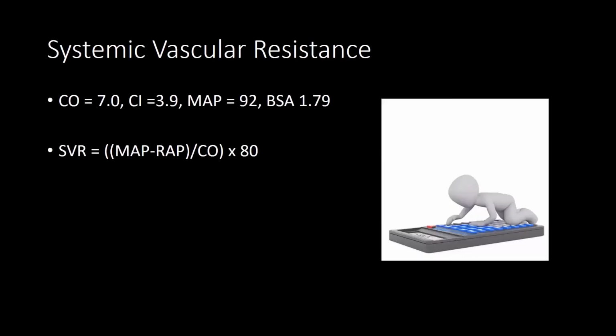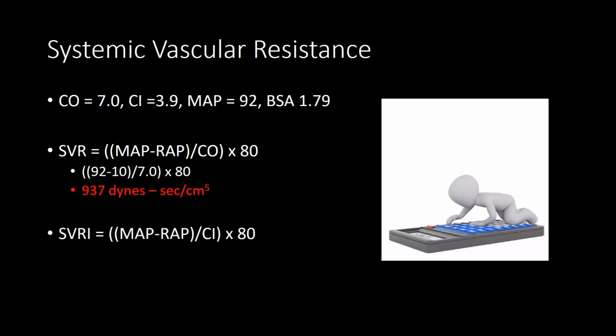So for the calculation of our systemic vascular resistance, we're going to take our mean arterial pressure minus our CVP, which we're estimating to be 10, divided by our cardiac output, multiplied by 80. So in this case, we have 92 minus 10 divided by our cardiac output of 7.0 times 80, which should give you a systemic vascular resistance of 937. Which we said was in the normal range.